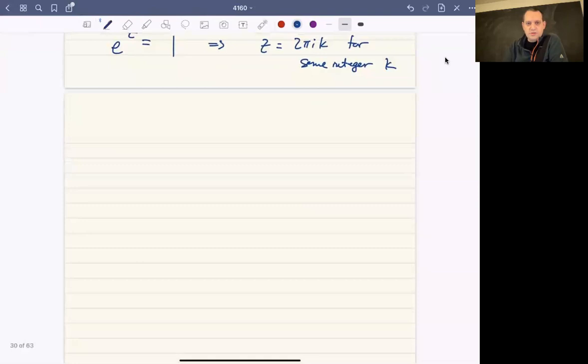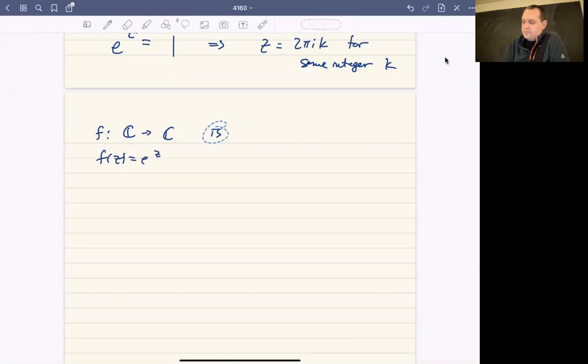And the reason why this is useful is that it's important to talk about some properties of e to the z. So this function f mapping the complex numbers to the complex numbers given by f of z is e to the z is what's called a one-to-one function. And one-to-one means that if you plug in different inputs, you get different outputs. That's one way to say it.